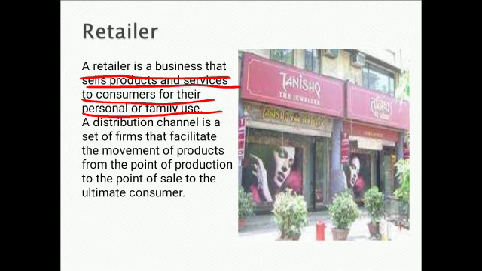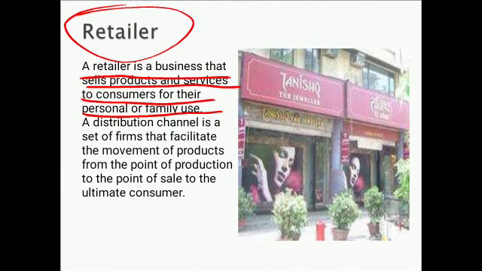I told you in the first itself, it begins from the manufacturer or producer and ends with the ultimate consumer. In between there is a middleman, that is nothing but the retailer. Hope you're clear. Who is a retailer? A retailer is a middleman between the manufacturer and the ultimate consumer.